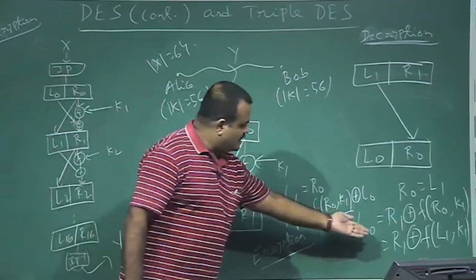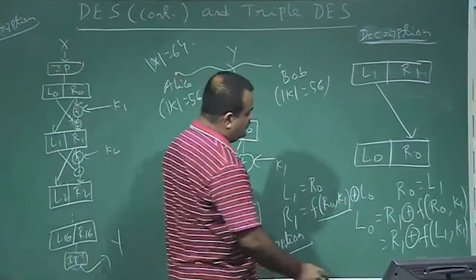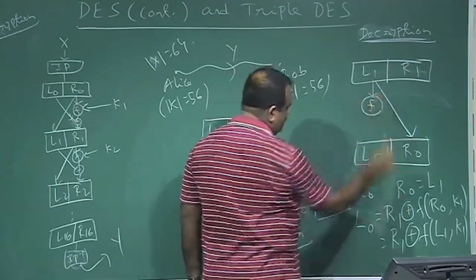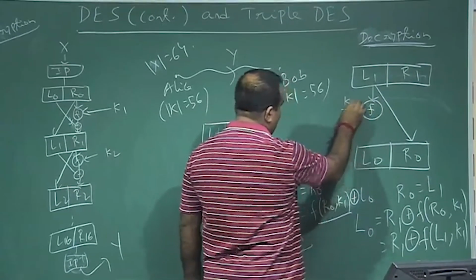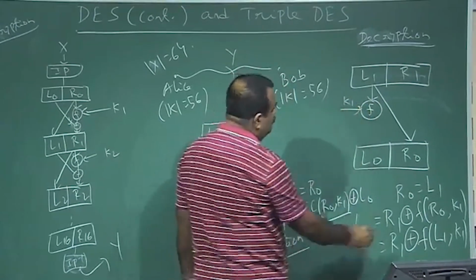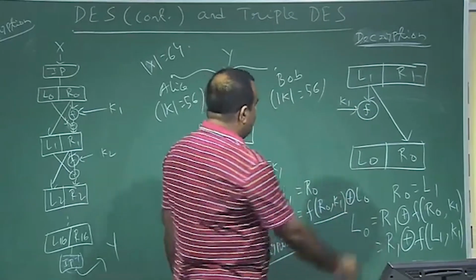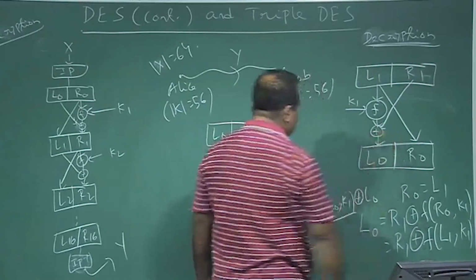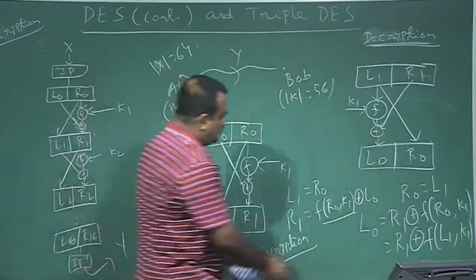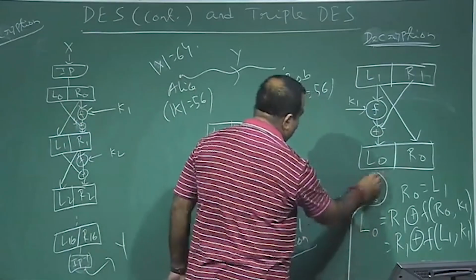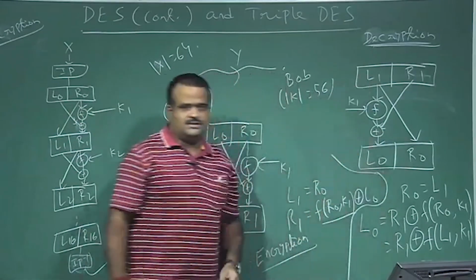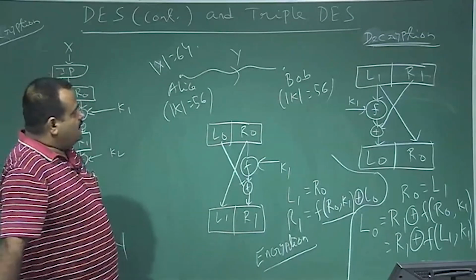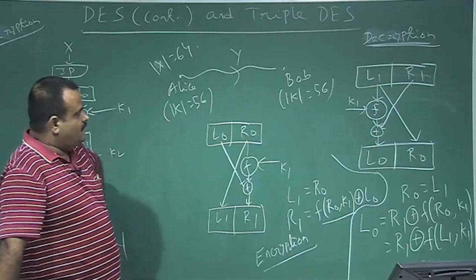So, that is R1. We just apply f on this with the value K1, the round key, and then we XOR this with R1, bitwise XOR, and this is our L0. So, we got both L0 and R0 from L1 and R1. So, this is the one round decryption method of Feistel cipher.